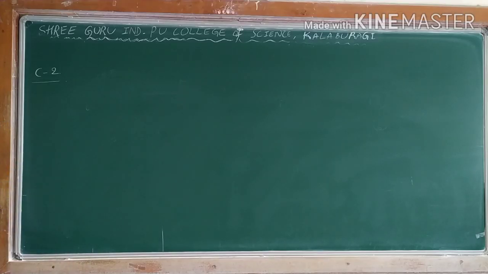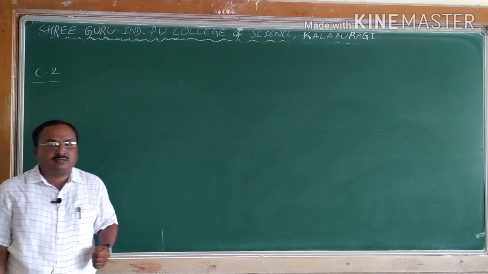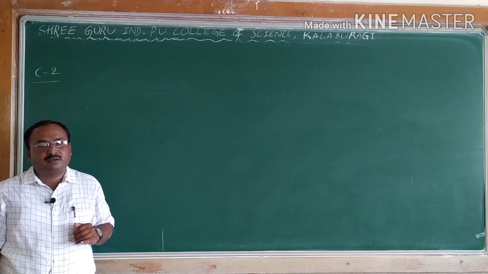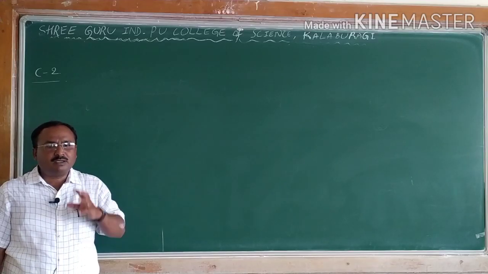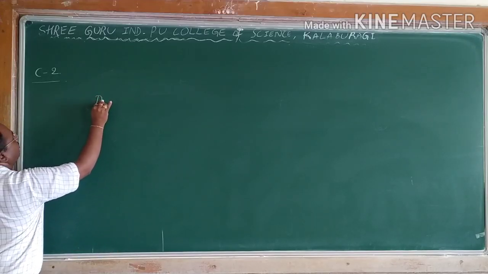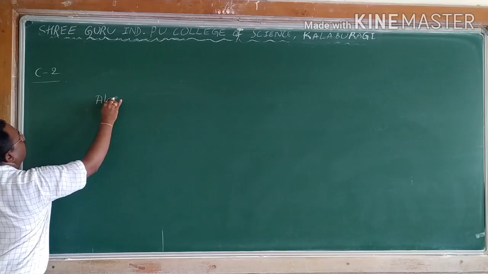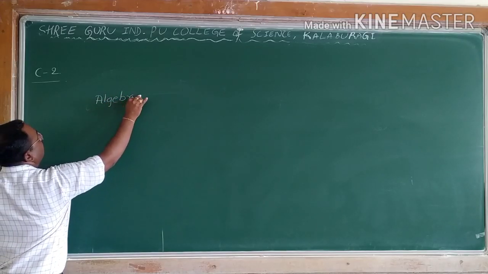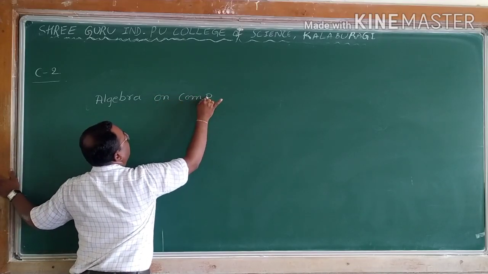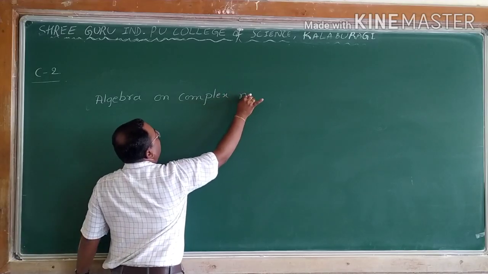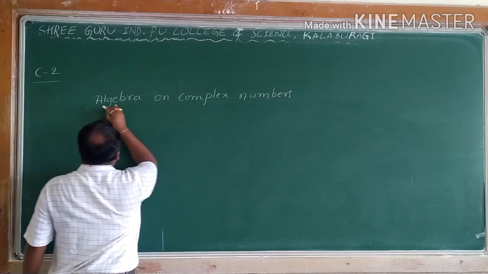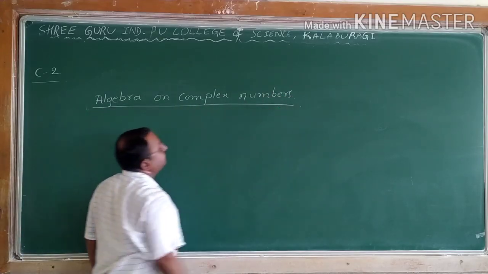Next here, complex numbers: addition, subtraction or difference, multiplication of complex numbers, division of complex numbers. Here algebra on complex numbers is there. Algebra on complex numbers.